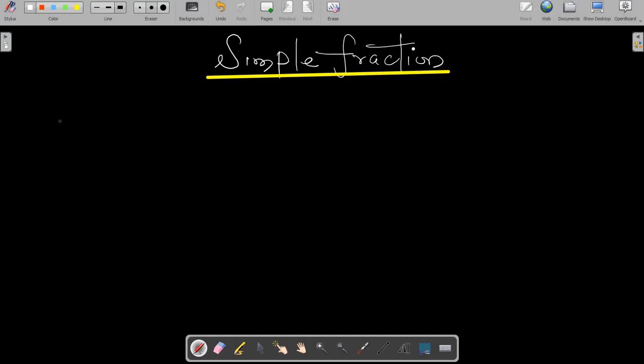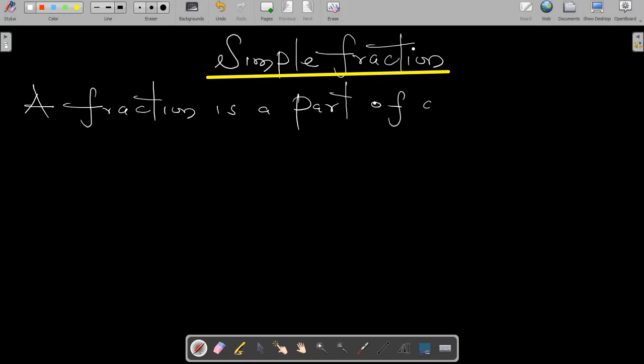So, I will say that a fraction is a part of a whole. So that is what we call a fraction. So let's move on. In general, a common fraction is always written as this.